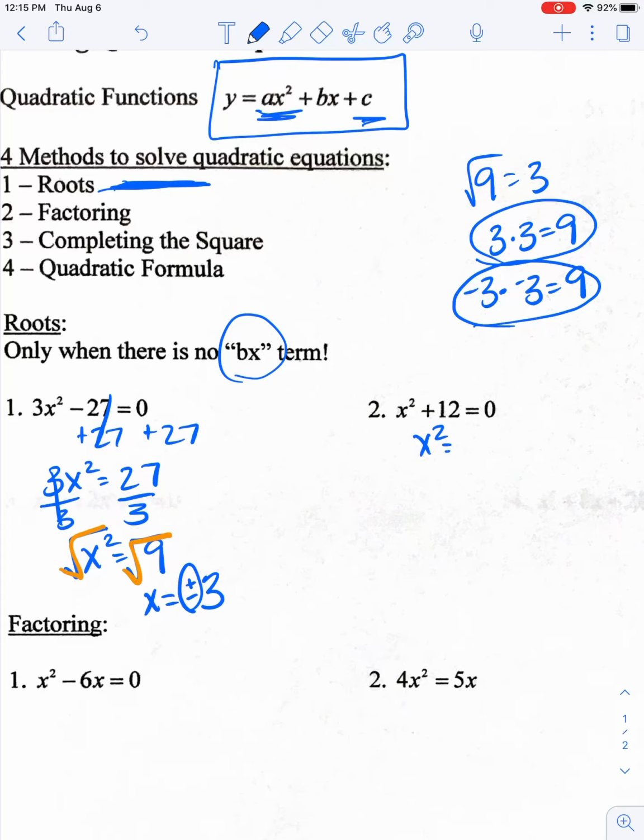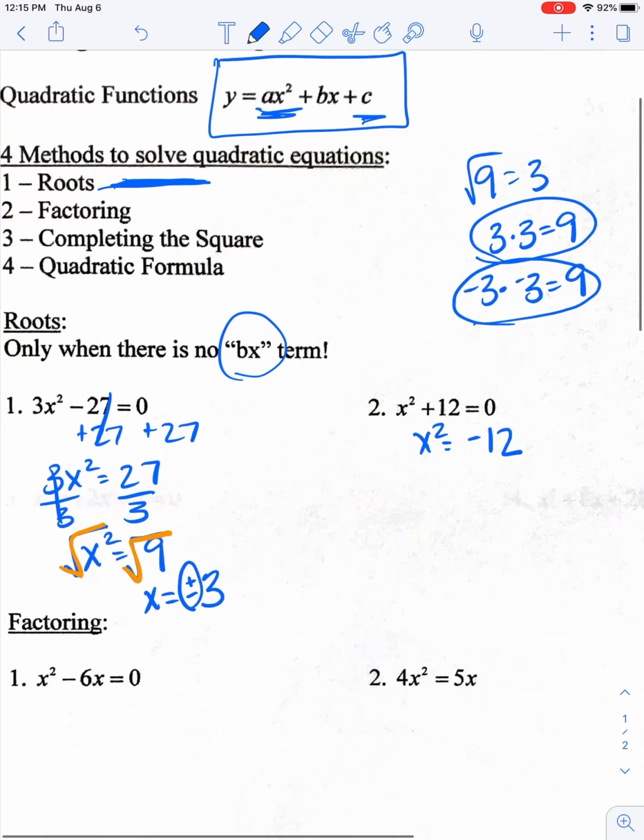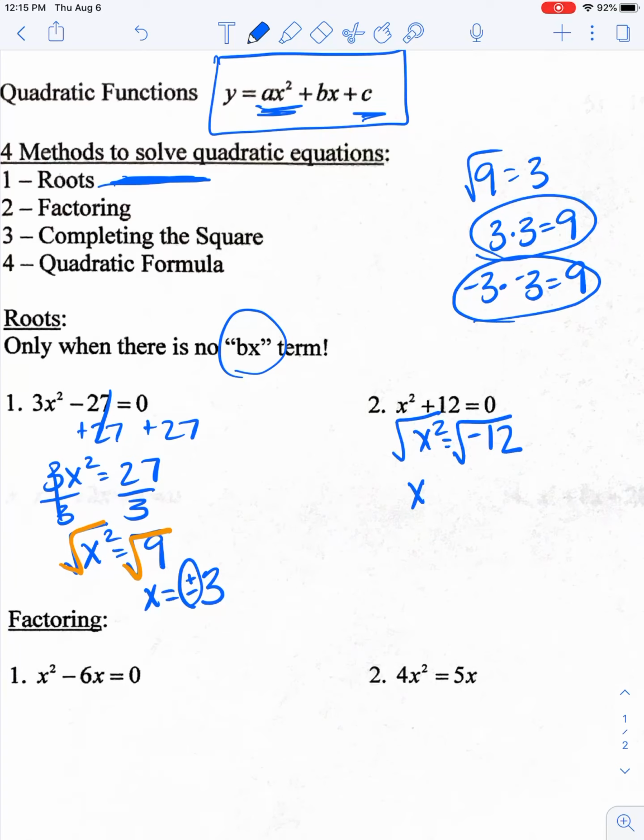So to do number 2, I'm going to subtract the 12 over. Okay, so this one is negative. I've got the square by itself. I'm going to square root both sides. The square and the square root cancel each other out. I'm going to go ahead and put my plus or minus so I don't forget it.